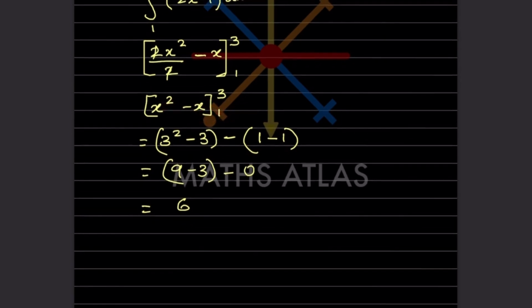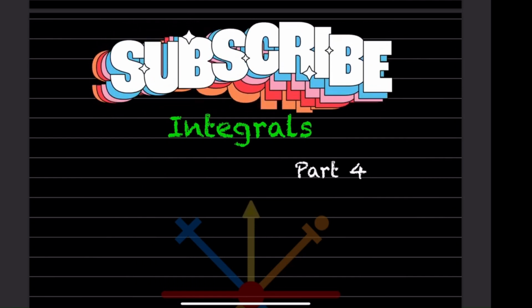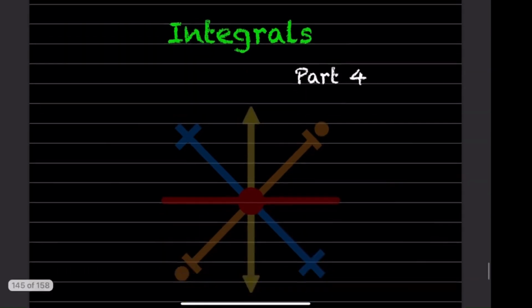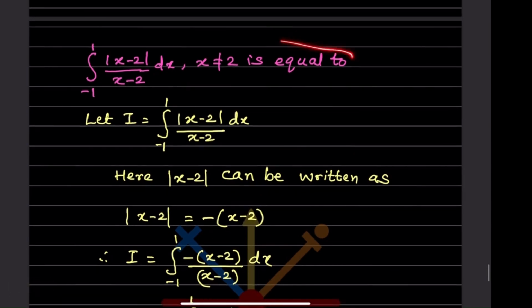So now what will you do here? This will be 9 minus 3, and this 1 minus 1 is 0. So 9 minus 3, the answer is 6. So by this we have completed part 4 of the topic. This is called the integrals. From these integrals we are going to do the past year questions over here. So this is the first question over here.